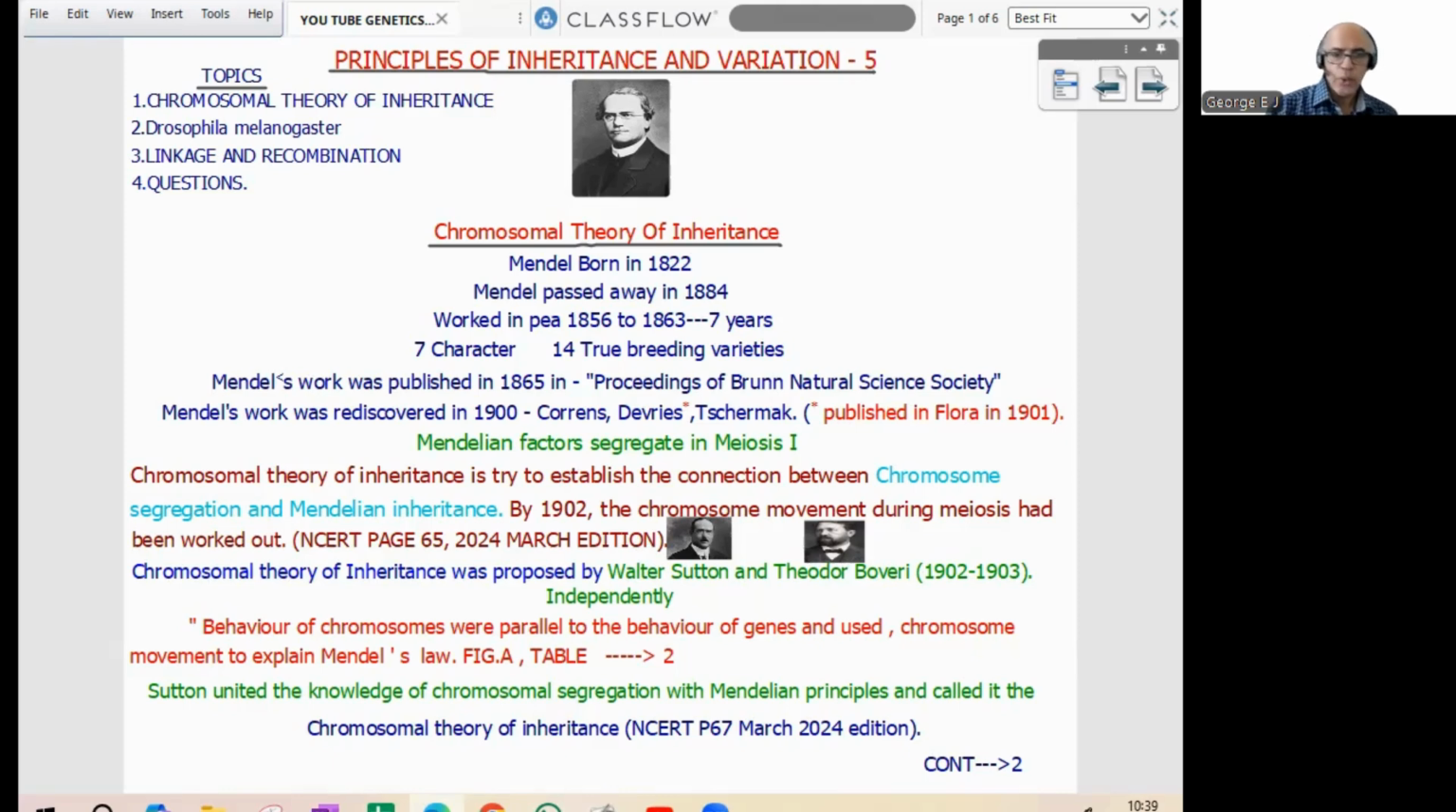Sutton united the knowledge of chromosome segregation with the Mendelian principles and called it the chromosomal theory of inheritance. So Sutton originally combined all this. This is NCERT page number 67, March 2024 edition, where the statement is given again. I think the idea is clear: what is the aim of the chromosomal theory of inheritance, who are the scientists, who combined it, which year, etc. Hoping that it is clear.